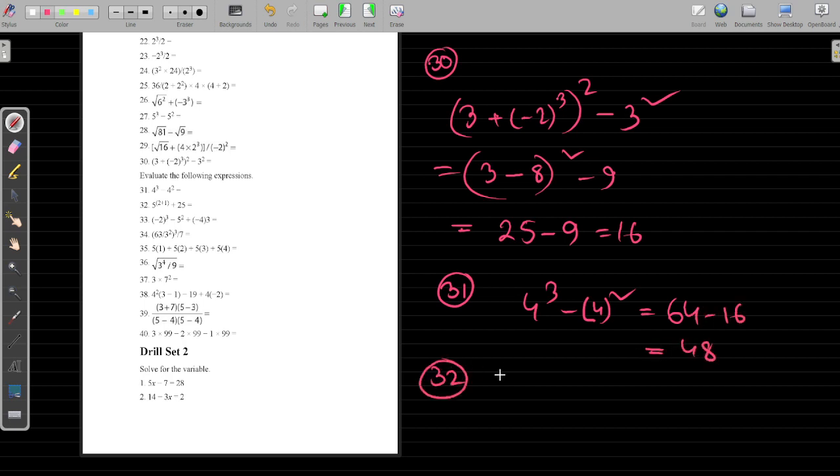Then 32. 32 means 5, its power is 2 plus 1 plus 25. This will be 5 to the power 3 plus 25. Then this will be 125 plus 25. This means 150.